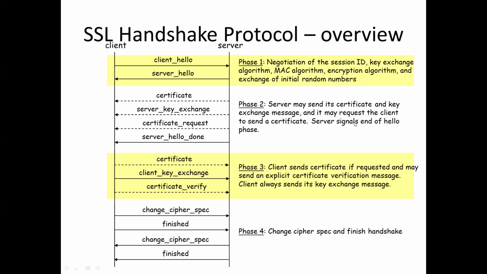Next comes our SSL handshake protocol. The SSL handshake protocol basically consists of the client and the server, so we can see a sequence of messages. There are four phases of messages being transmitted between the client and the server. Phase one: first from the client to the server there will be a client hello message, and the server will respond with the server hello.